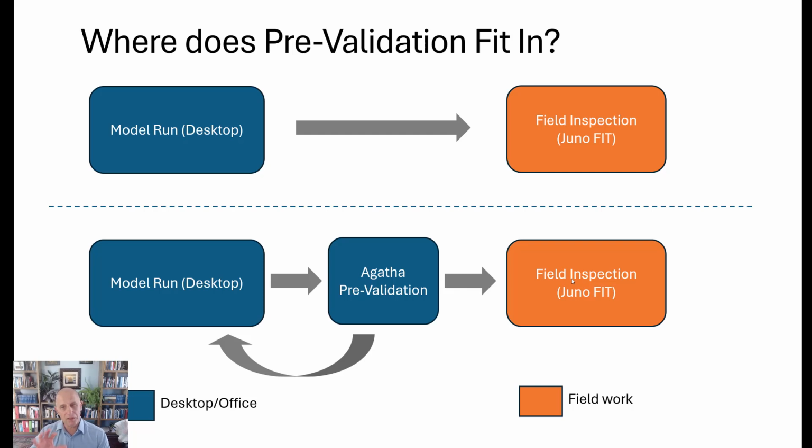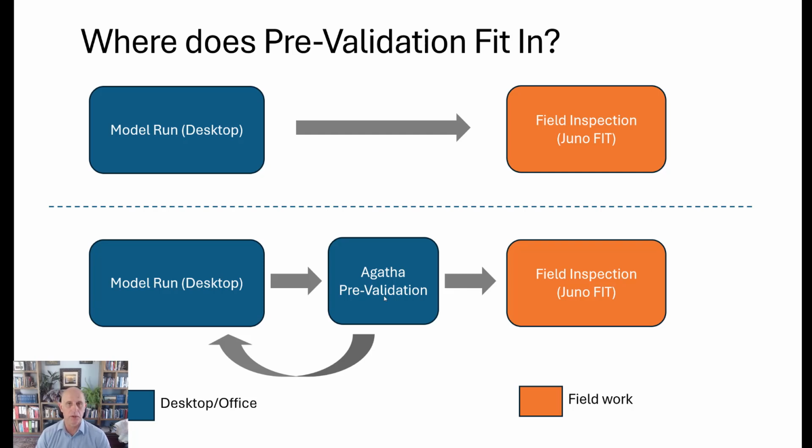And so with the current Juno Viewer field inspection tool, it's not really easy to see all of your model outputs at one glance and switch from one to the other very quickly. So the Agatha pre-validation tool makes it much easier for a modeler to actually switch from one treatment length to the next and rapidly inspect the different elements. So let's go and look at the tool, and I'll explain everything that I've said here.